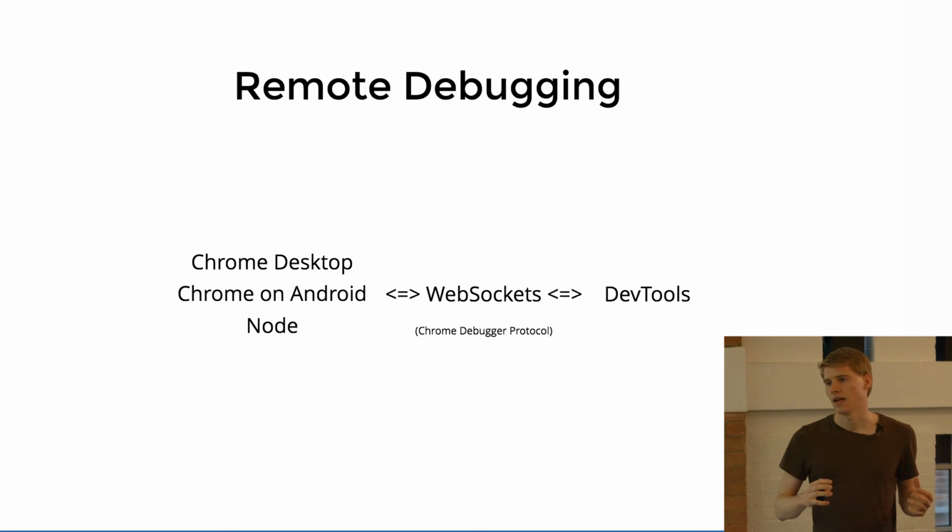For example, using remote debugging, you can connect your Android phone to your computer with a USB cable, and then enable debugging on the phone. You can see all of the pages that are open on your Android phone, and in DevTools, select which page you want to debug on your phone. If you don't have the right Android phone available, you can also do the same thing using a virtual Android device. And in a similar way, you can use DevTools to debug Node applications.